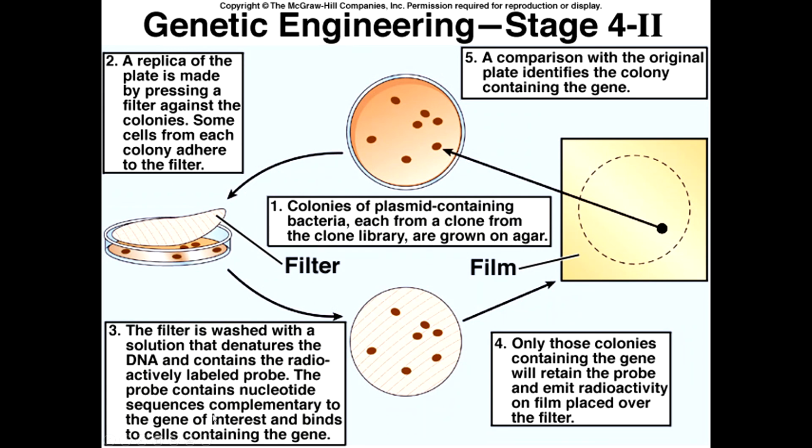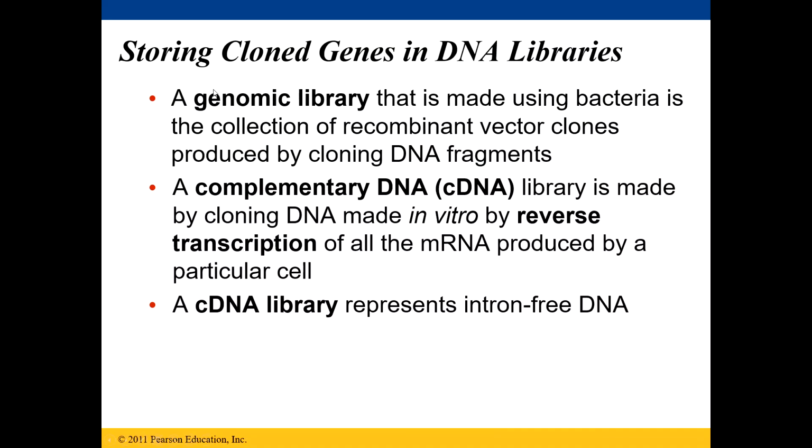The probe contains the nucleotide sequences complementary to the gene of interest, and it will bind to cells containing that gene. So number 4, only those colonies containing the gene will retain the probe, emit radioactivity, and we can see it on this filter paper. So now what we do is we compare the original plate to this filter paper, go back, and there we have our gold mine. Yay, that's the one that has the gene of interest. And so now we just keep that, clone that, keep it in a genetic library, and we can sell it and make millions, maybe. Depends on what gene it is, right?